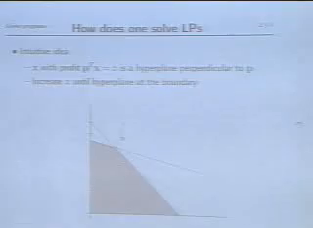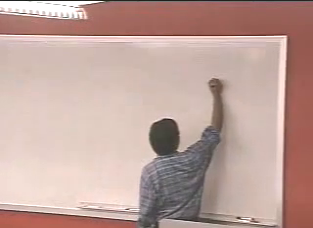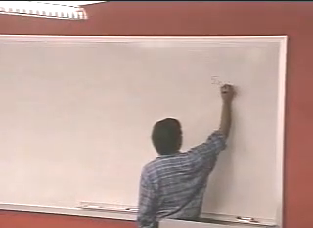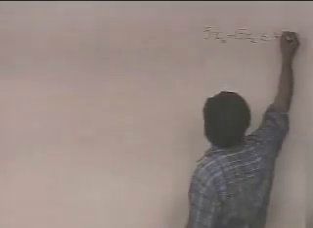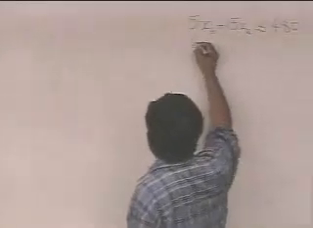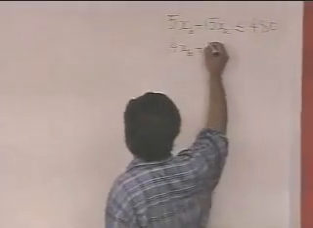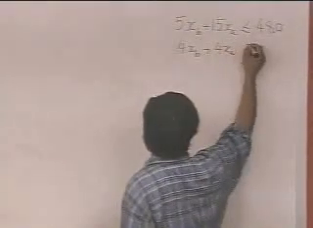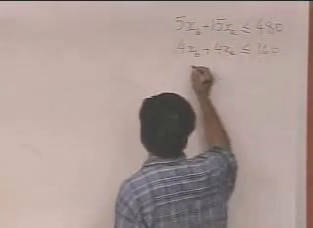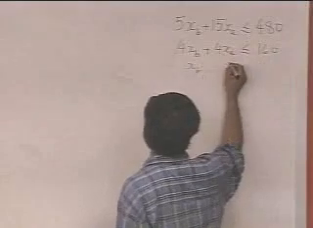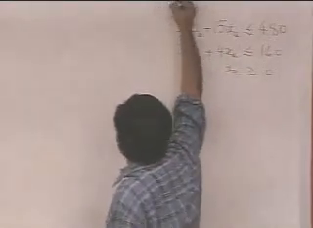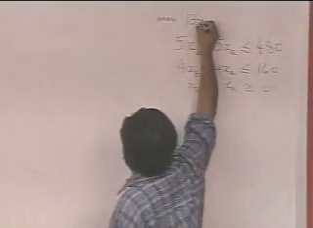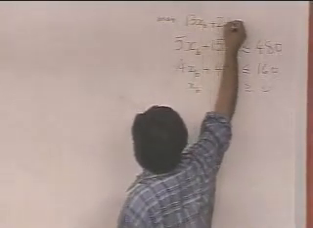Here it is. The constraints were 5 times xb plus 15 times xa is less than or equal to 480. 4 times xb plus 4 times xa is less than or equal to 160. xb and xa are greater than or equal to 0. And I want to maximize 13 times xb plus 23 times xa.